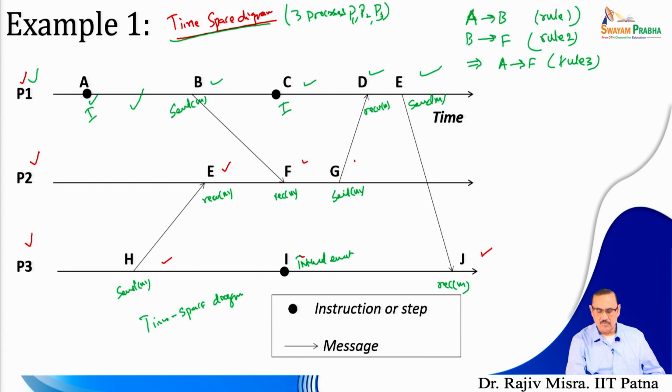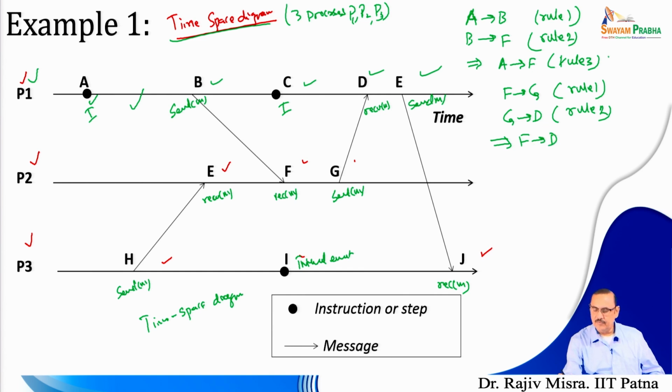Now, consider furthermore, F has happened before G, this is the internal rule 1, and G has happened before D, this is according to rule 2. Therefore, this implies that F has happened before D.